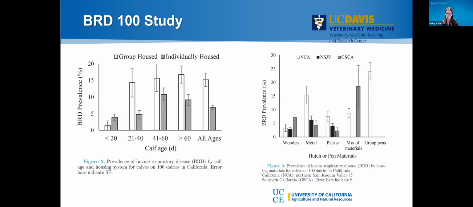Also, hutch materials or pen materials was something that we found to be pretty interesting that I'll talk a little bit more about here in a few slides. But you'll notice on the metal hutch there, especially in the Northern California region, NCA, that something was going on there where we were seeing more prevalence of respiratory disease in calves housed in those types of pens. And again, you can see the group pens, which were only found in Northern California, had a pretty high prevalence of respiratory disease as well. So just an example of some of the things that fed into our risk assessment that we took a little closer look at.